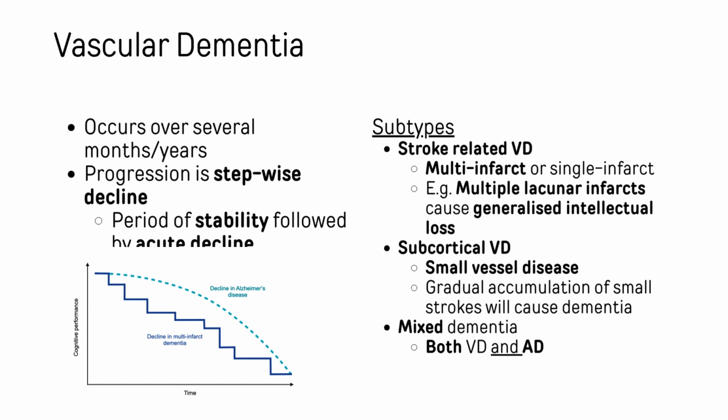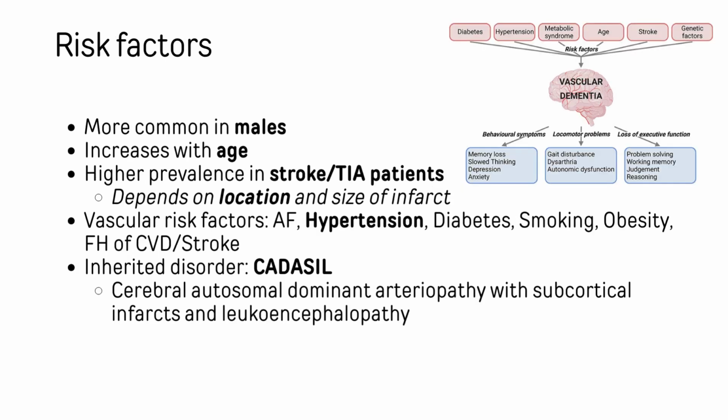There are many subtypes of vascular dementia. The first one is stroke related. This happens usually after an infarct, either a single infarct or a multi-infarct, and this causes generalized intellectual loss. There's also subcortical vascular dementia, which happens in small vessel disease, and this is caused by a gradual accumulation of small strokes that will cause dementia. And then there's mixed dementia, which is when the patient has both vascular dementia and Alzheimer's dementia. So as I said, the biggest risk factors for vascular dementia include anything that's vascular related.